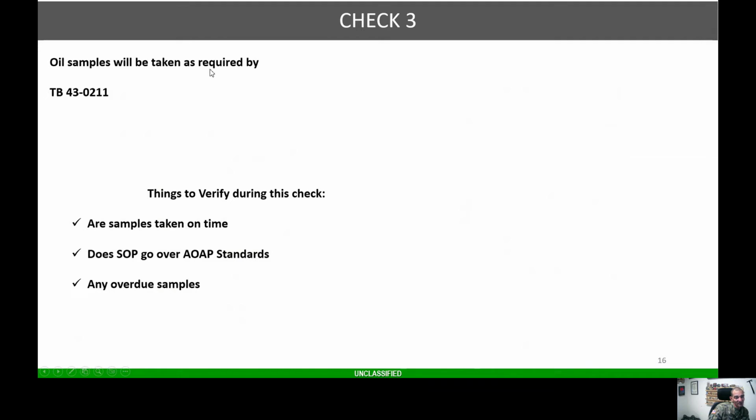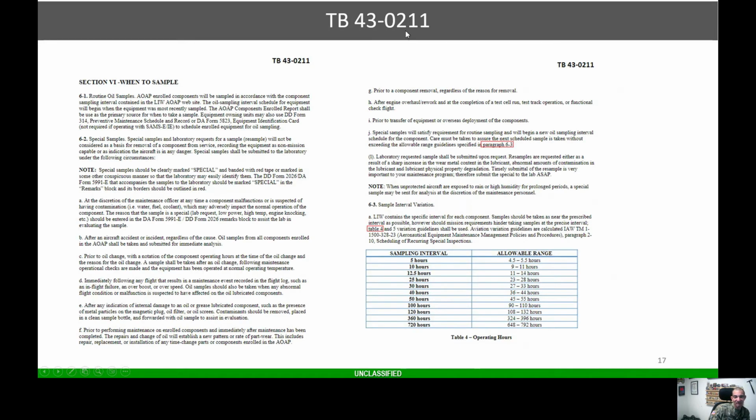Check 3, oil samples will be taken as required. So things to verify are samples taken on time. Does the SOP go over AOAP standards? Are there any overdue samples? So TB 43-0211. This all talks about routine sampling, special sampling, prior to oil change, what you need to do immediately, and prior to performing maintenance on enrolled components.